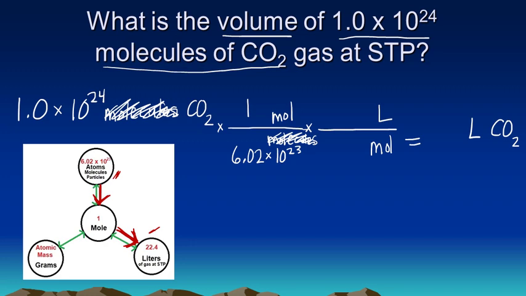Well, look at the road map again. There's a 22.4 next to liters, and there's a 1 next to moles. So we can cancel moles. It looks like we have to do some multiplication and division. So we're going to type in 1.0 times 10 to the 24th divided by 6.02 times 10 to the 23rd times 22.4. And the answer I'm getting this time is very close to 37. It looks like the answer is very close to 37 liters of carbon dioxide. And so that's our answer.